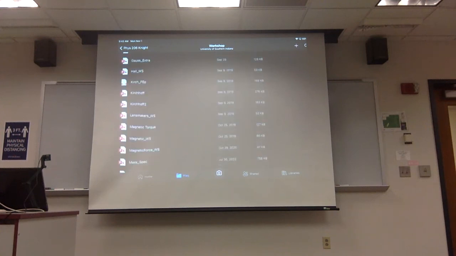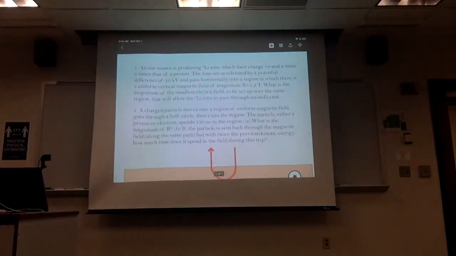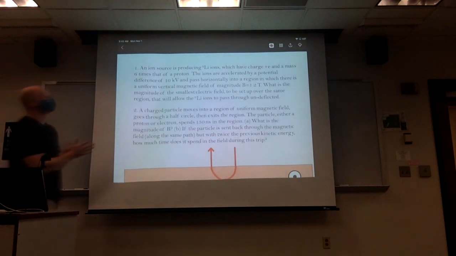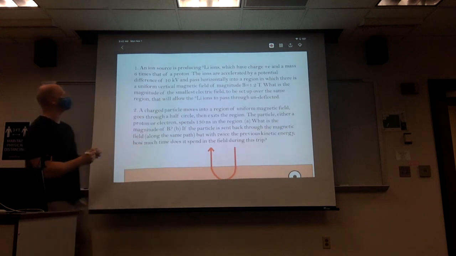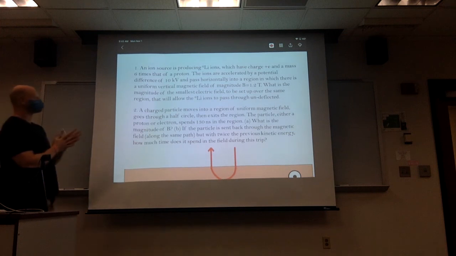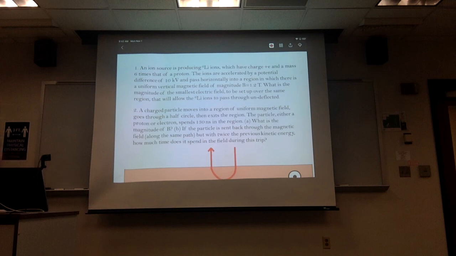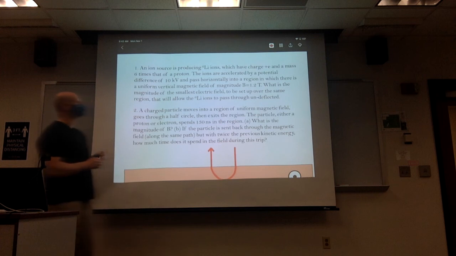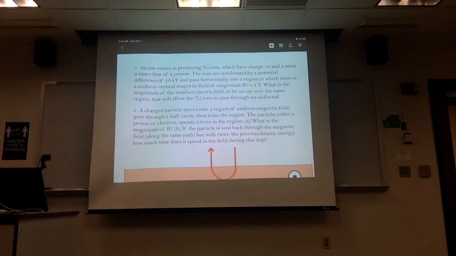So the first ones have to do with magnetic force. So this one says we have an ion source producing lithium-6 ions, where each one has a charge of positive e and a mass that's 6 times the mass of the proton. The ions are accelerated by a potential difference of 10 kilovolts and pass horizontally into a region where there is a uniform vertical magnetic field, which is 1.2 Tesla in magnitude. What is the magnitude of the smallest electric field to be set up in the same region so that these ions pass through undeflected? This is simply a velocity selector question.